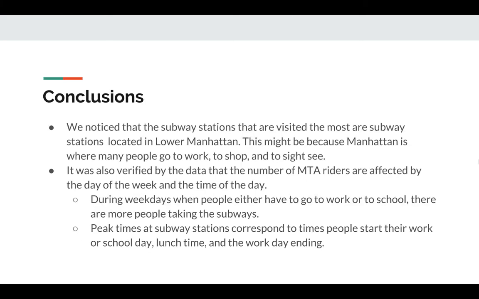So in conclusion, we noticed that the subway stations that are visited most are subway stations located in Lower Manhattan. This is expected because Manhattan is where many people go to work, to shop, and to sightsee.